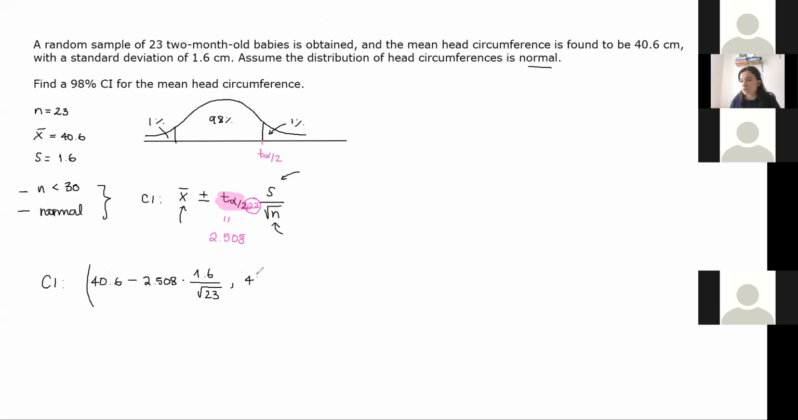And the upper bound is going to be 40.6, so same thing, but instead of minus, there's going to be a plus. So plus 2.508 times 1.6 divided by square root of 23.